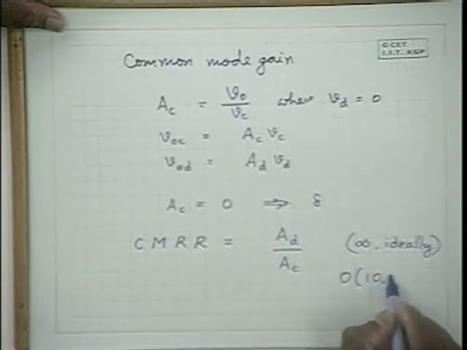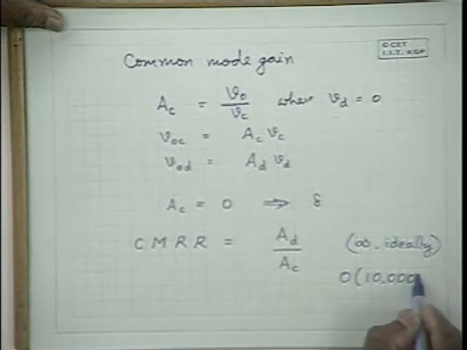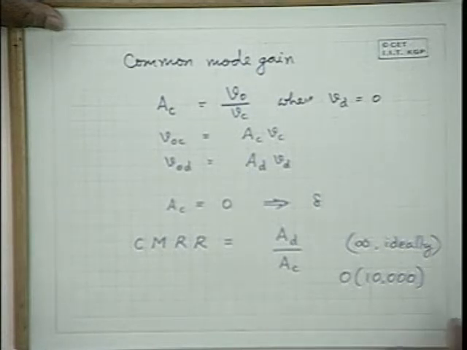It is of the order of a few tens of thousands. Common mode rejection ratio is.